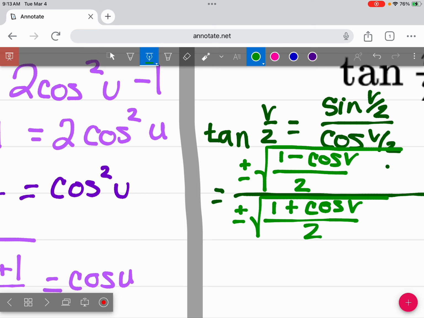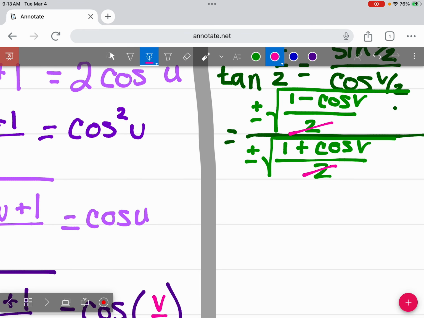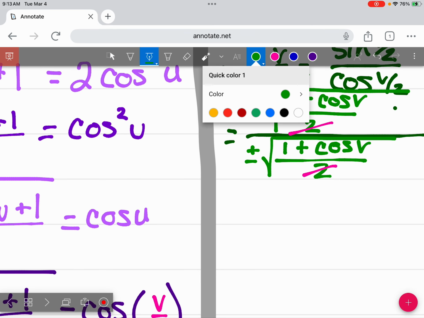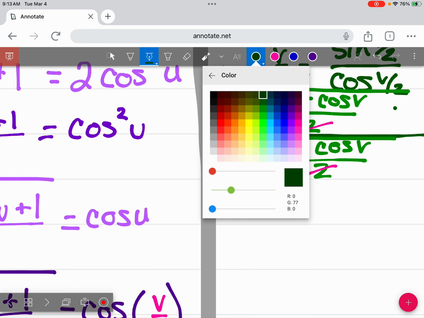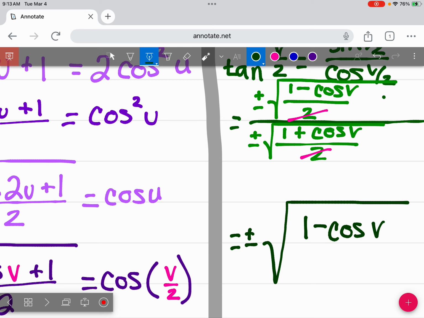What do we notice? The 2's are going to cancel out. And since everybody's in a square root, let's just make it 1 square root. So I could write this as our plus or minus, it is not 1, but it's close, 1 minus cosine of v over our 1 plus cosine of v. So they're the scariest looking, definitely.